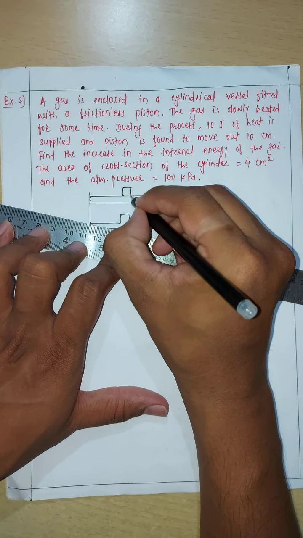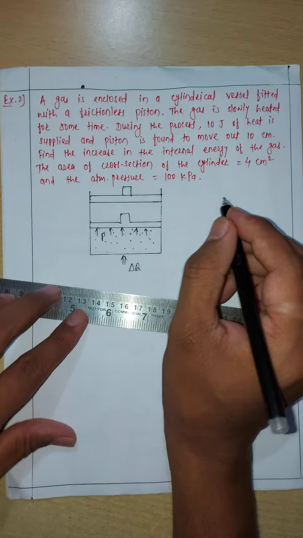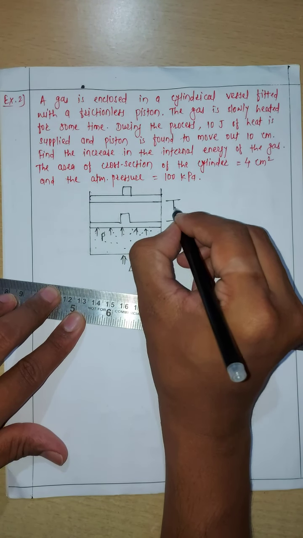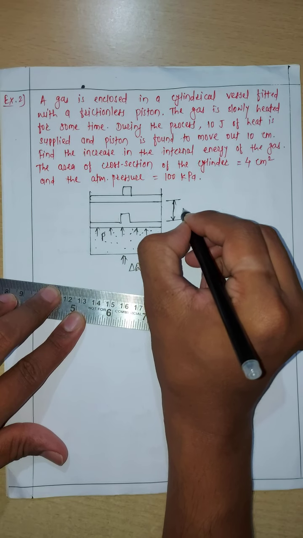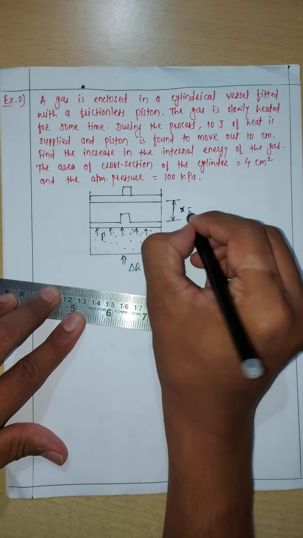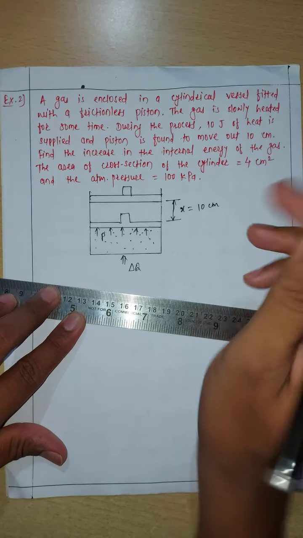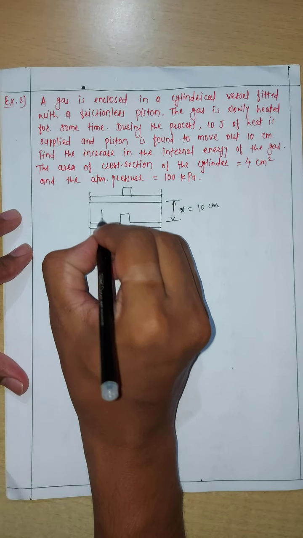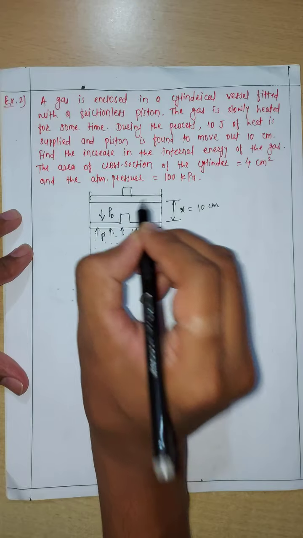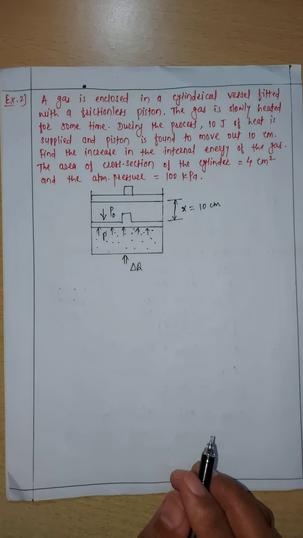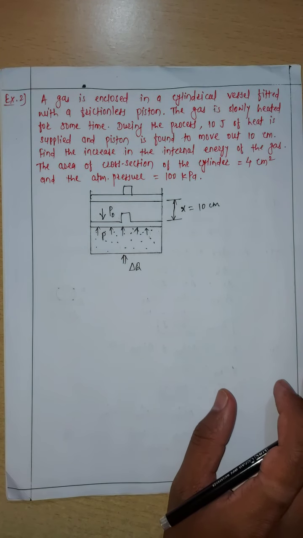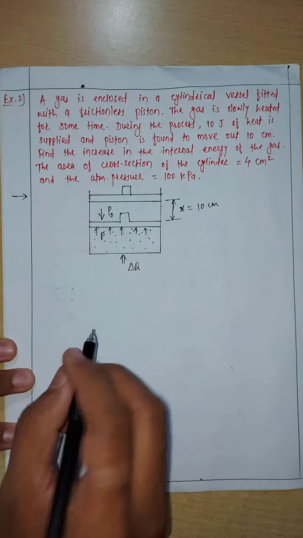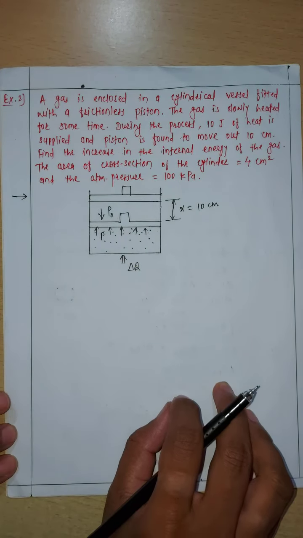Okay, like this. So this distance is 10 centimeter. x is equal to 10 centimeter. And from this particular area, the atmospheric pressure is acting on the piston. So this is the graphical representation of this question.